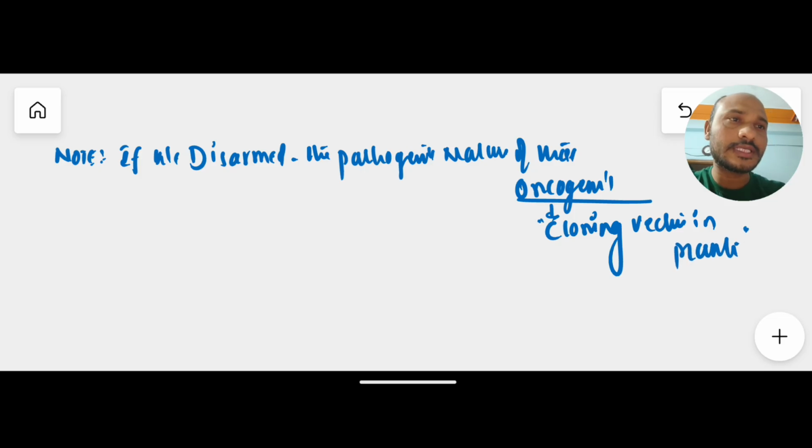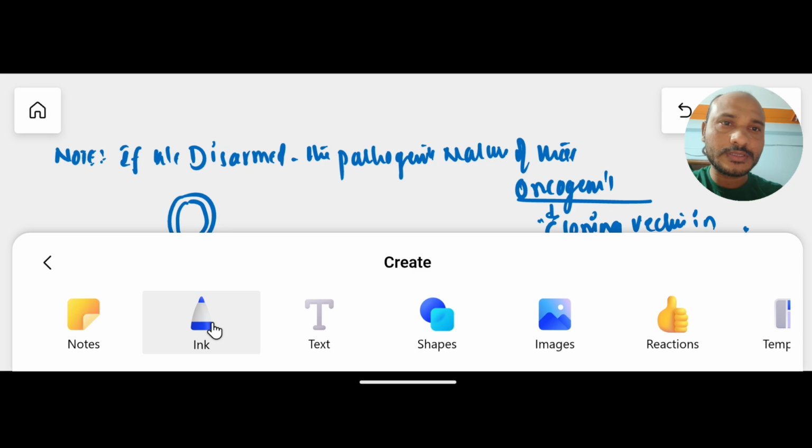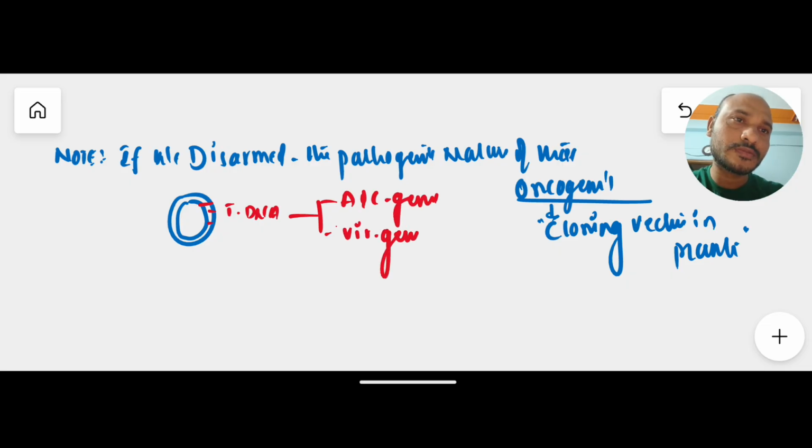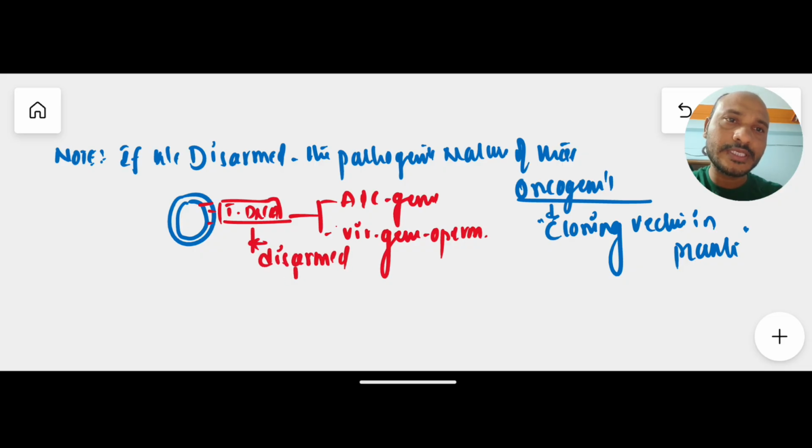How? Generally, for example, here this is the Ti plasmid or Ri plasmid, and in this we have this tDNA portion, and this tDNA contains auxin and cytokinin genes, and it also contains the Vir gene operon. If you disarm this part, tDNA, if you disarm this tDNA.